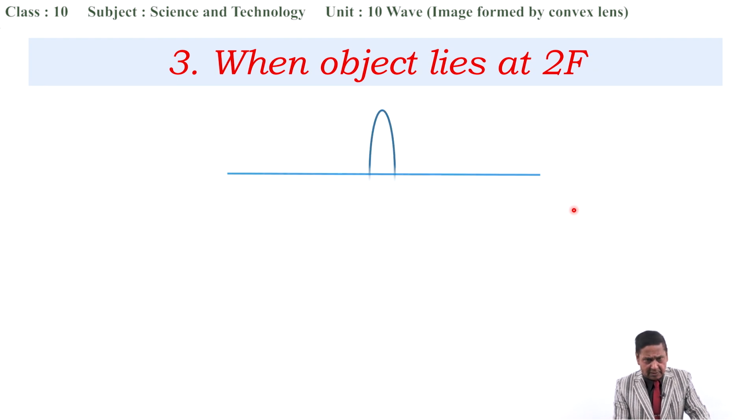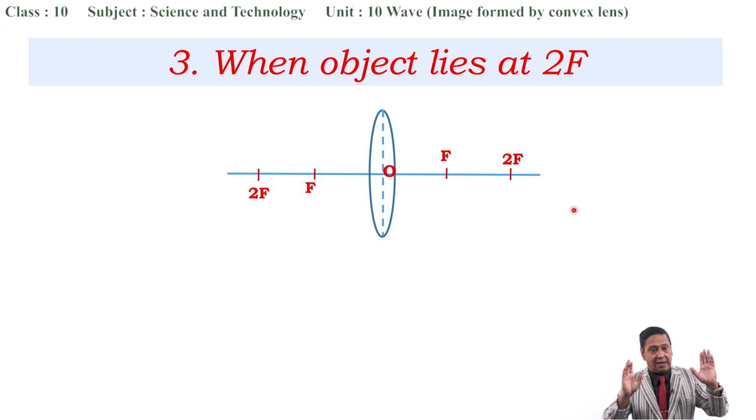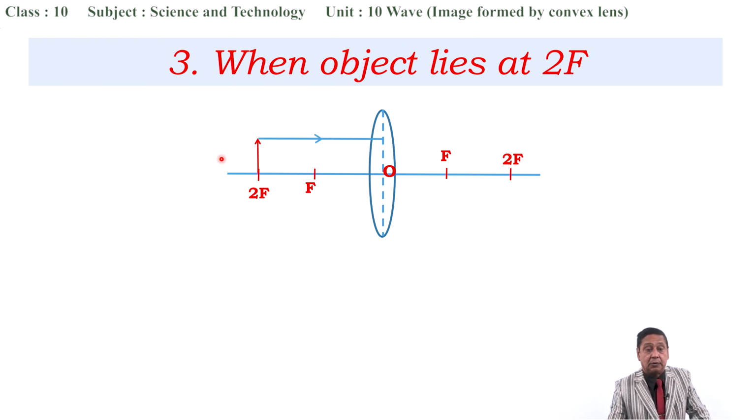Look at this principal axis, this is lens, bisector line, optical center, focus, and 2f till this, same for each of the diagram. Now our object is at 2f, that's why I am taking object at 2f here, and I am using rule, the same two rule. A ray of light parallel to the principal axis, I am drawing a ray of light from the head of the object parallel to the principal axis.